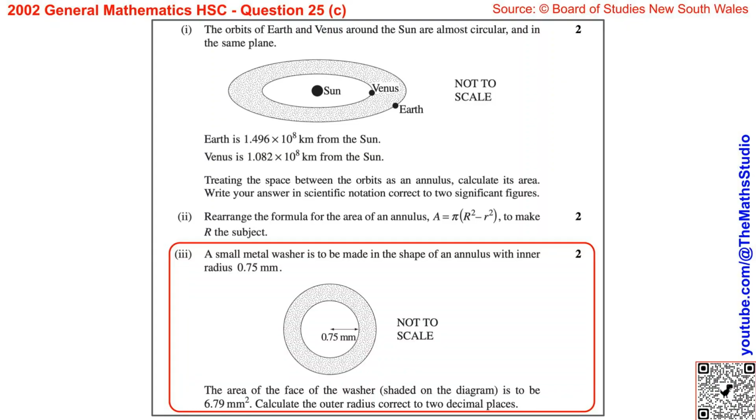Part 3. A small metal washer is to be made in the shape of an annulus with inner radius 0.75 millimeters. The area of the face of the washer, shaded on the diagram, is to be 6.79 square millimeters. Calculate the outer radius correct to two decimal places.